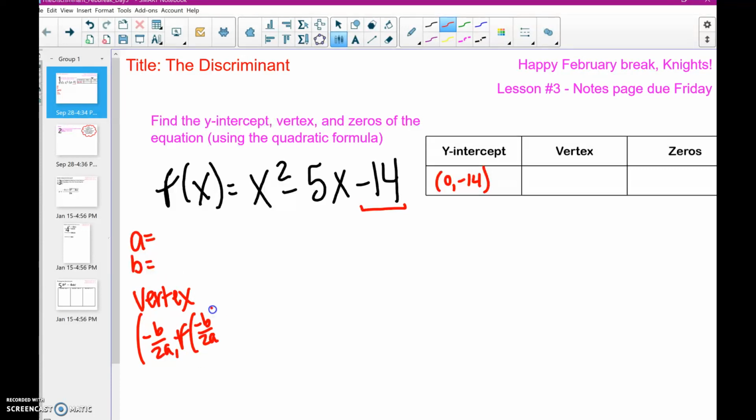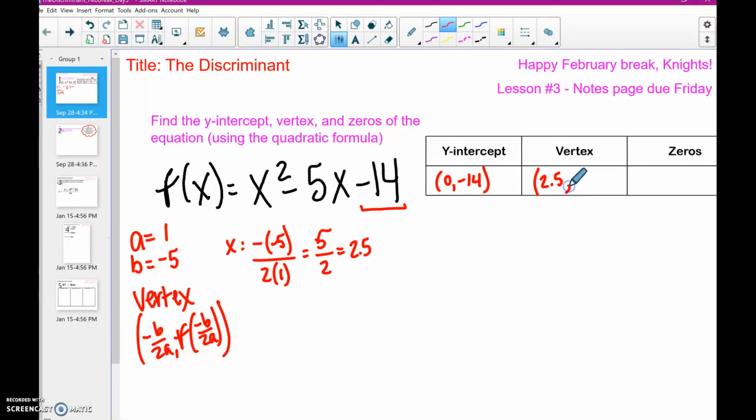negative b over 2a. Our a value is 1. Our b value is negative 5. So to find our x-coordinate, we have negative 5, and that is, let me erase that really quick. We'll retry that. Our x value is a negative b value, over 2 times our a value, which is 1. A negative 5 makes a positive 5, 2 times 1 over 2, and 5 divided by 2 is 2.5. Great. So for our vertex, we already have our x-coordinate.